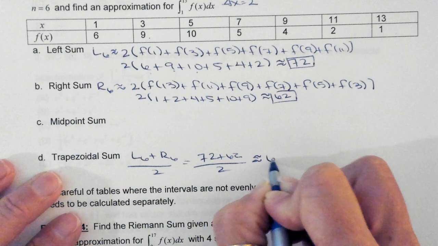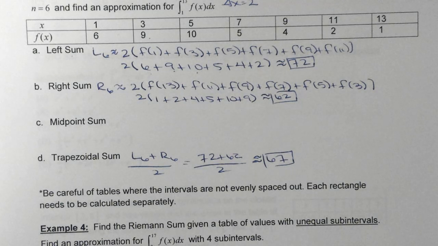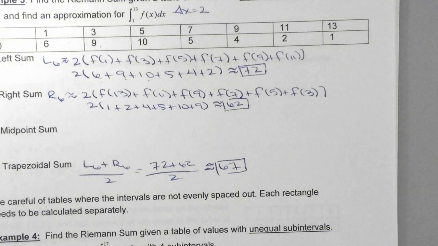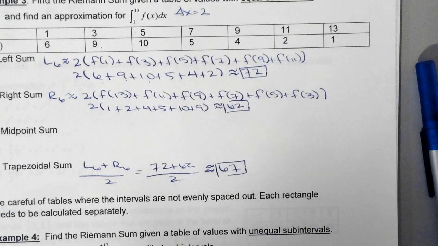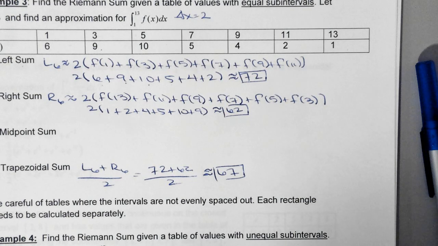Approximately 67. Okay, so everybody's good on those. Easy, right? As I stated before, when you are doing any of these using a table, you have to use what you're given. You cannot predict what is out there.